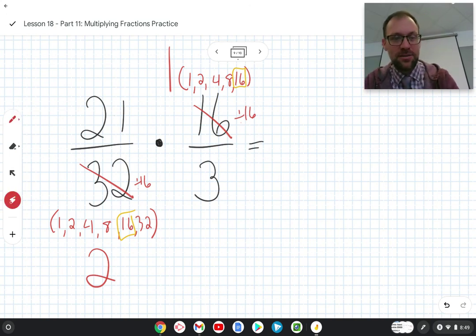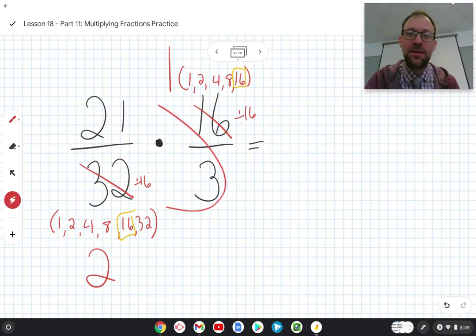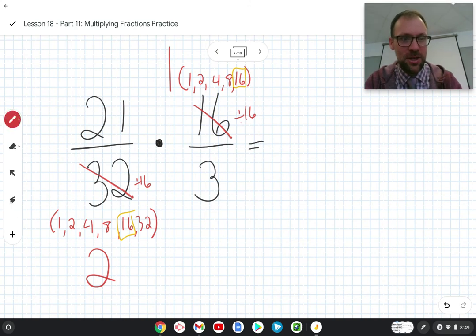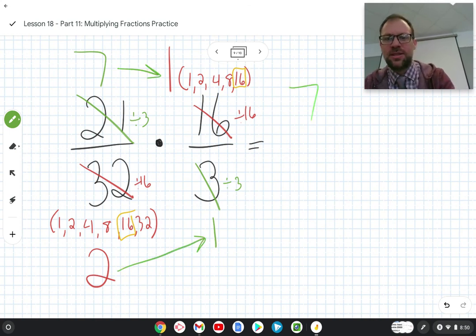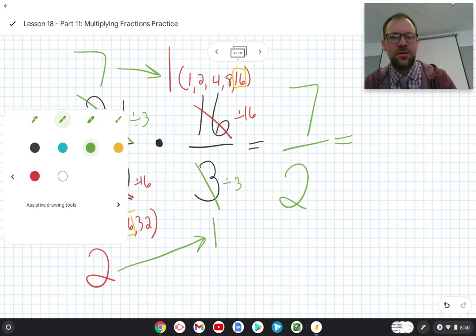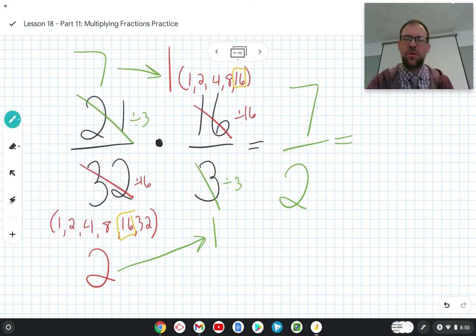Oh, and look, 21 and 3. Now, if you know your math facts, you know that we can go ahead and divide 3 by 3 and 21 by 3. And we'll get another 1, and that's 7. So now we have 7 times 1 and 2 times 1. Well, that's 7 halves, which we have to convert into a mixed number to make it simplest form. How do we do that?